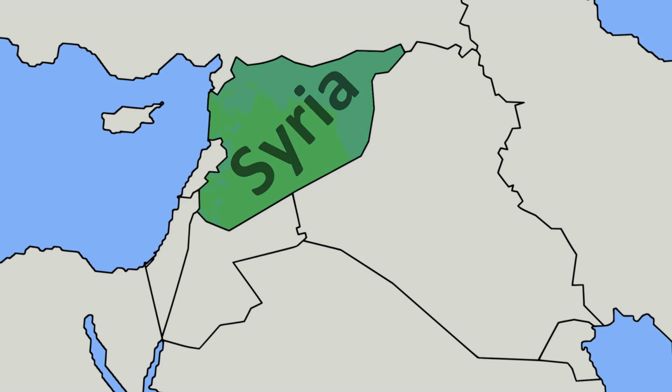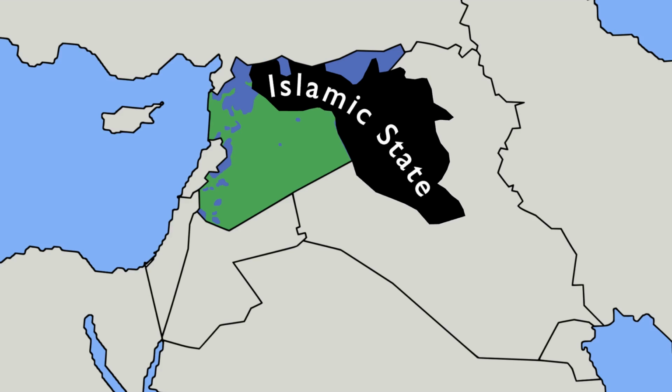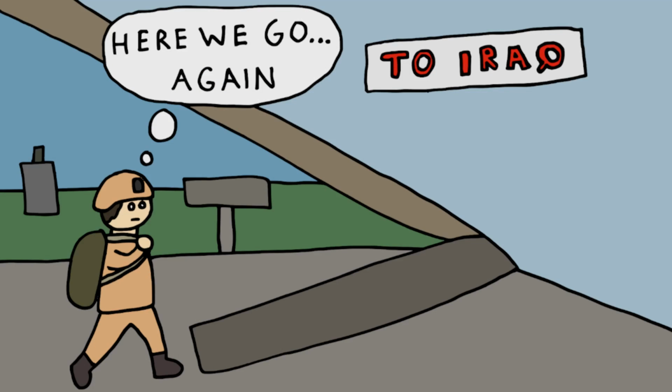In 2011, Iraq's neighbor Syria imploded into a civil war. The Islamic radicals gained influence and established a faction known as the Islamic State. Soon they captured large territories in Iraq and Syria. Once again, the US had to return to Iraq.